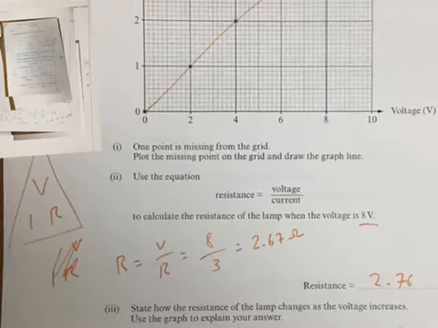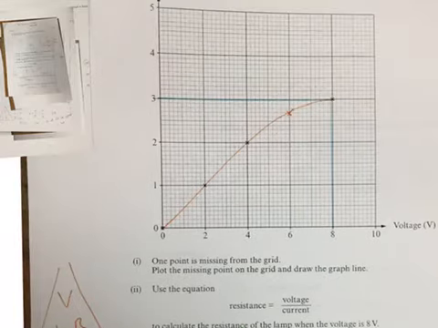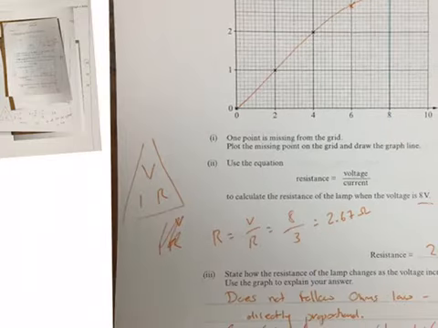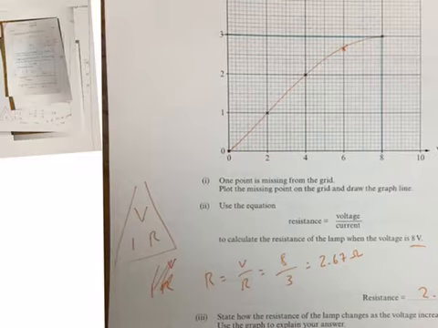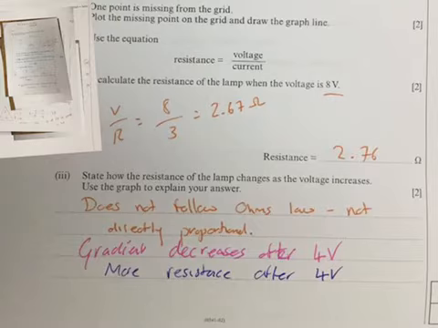Use the equation. This is a foundation question because it's giving you it, to calculate the resistance of the lamp when the voltage is 8. So when the voltage is 8, I've just drawn my line up, look, from 8, and the current's going to be 3. I can use that nice little equation, V equals IR, cover R, V over I is going to be 8 over 3, 2.67 ohms there.